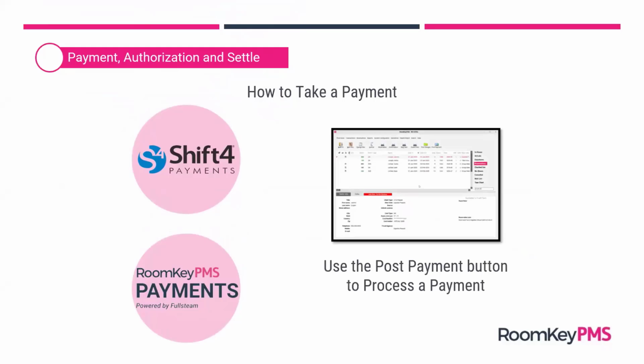Next, we're going to take a look at our interfaced and embedded solutions here. Now, the process is the same. To take a payment in Roomkey, you're going to use the post payment button to process the payment. Because these third-party interfaces or our embedded solution are connected to Roomkey, we don't need to do anything separate outside of Roomkey. We can perform the action directly in Roomkey itself. So this video is going to show us how to do that using the post payment button.